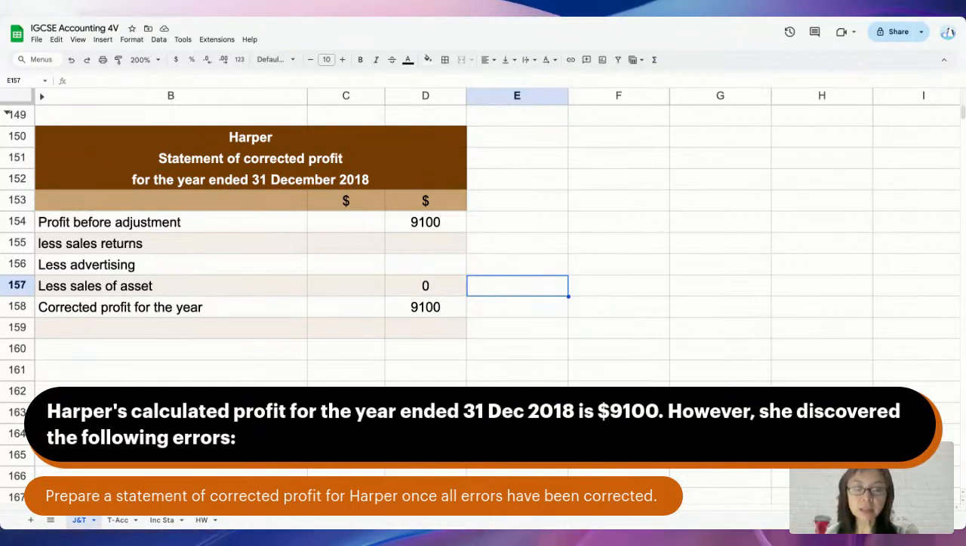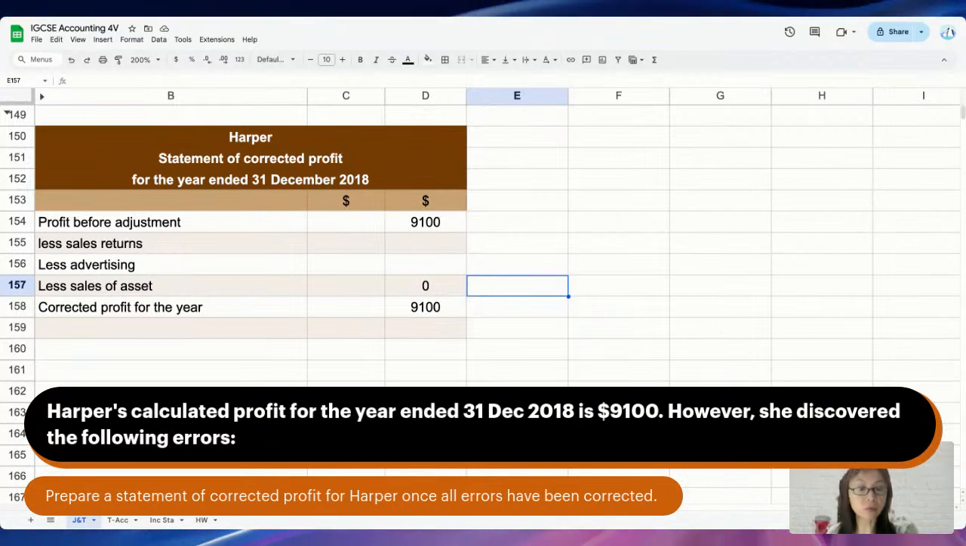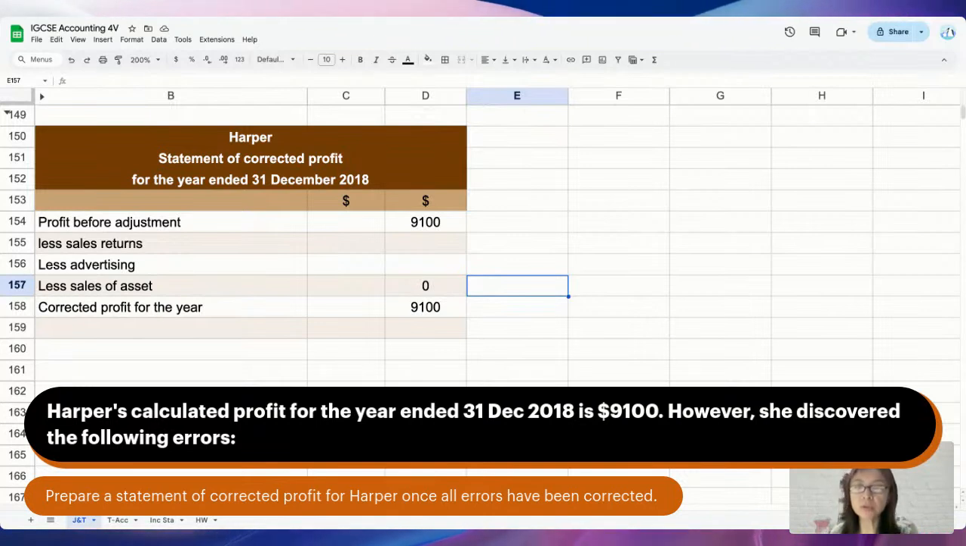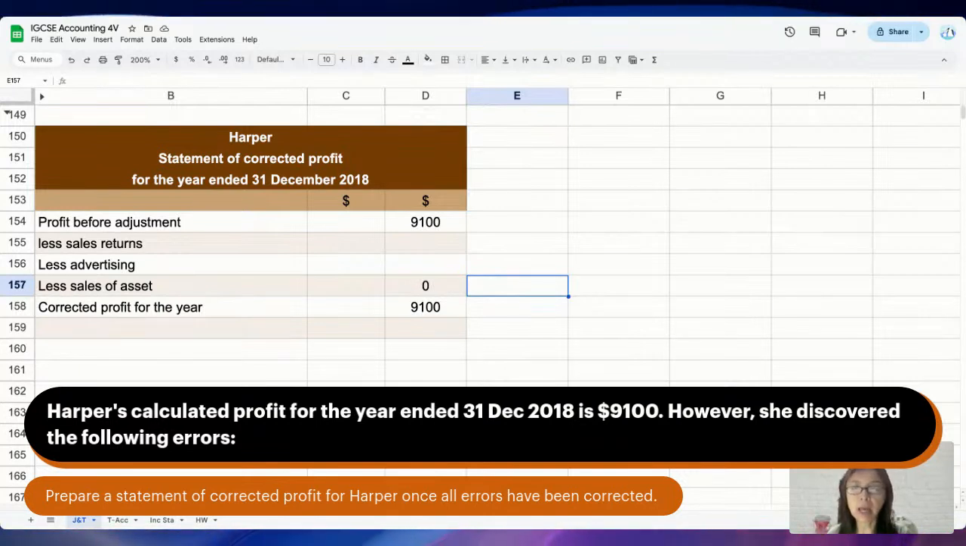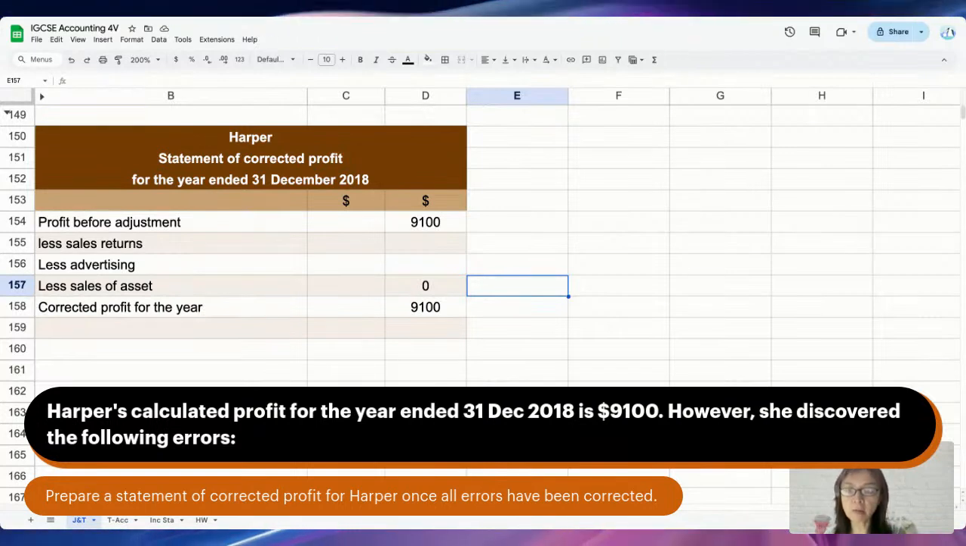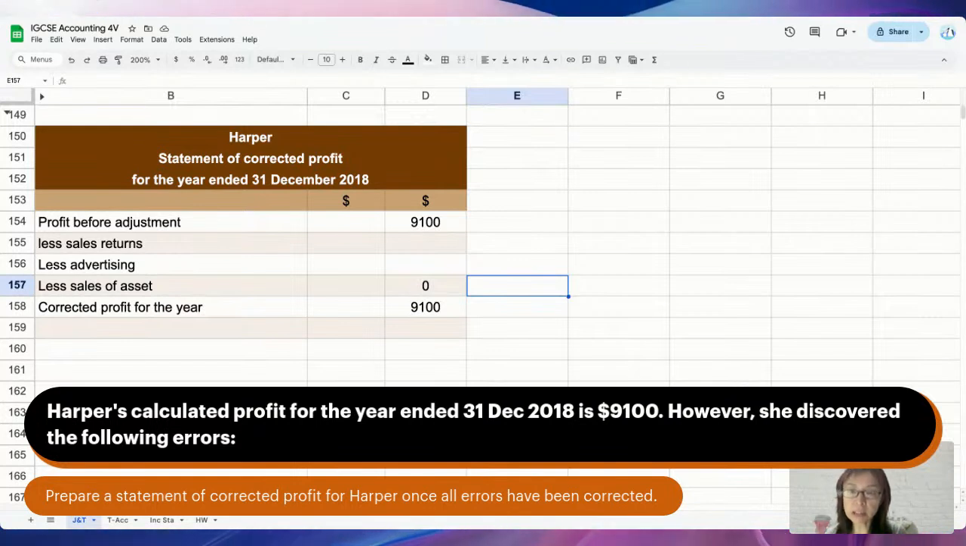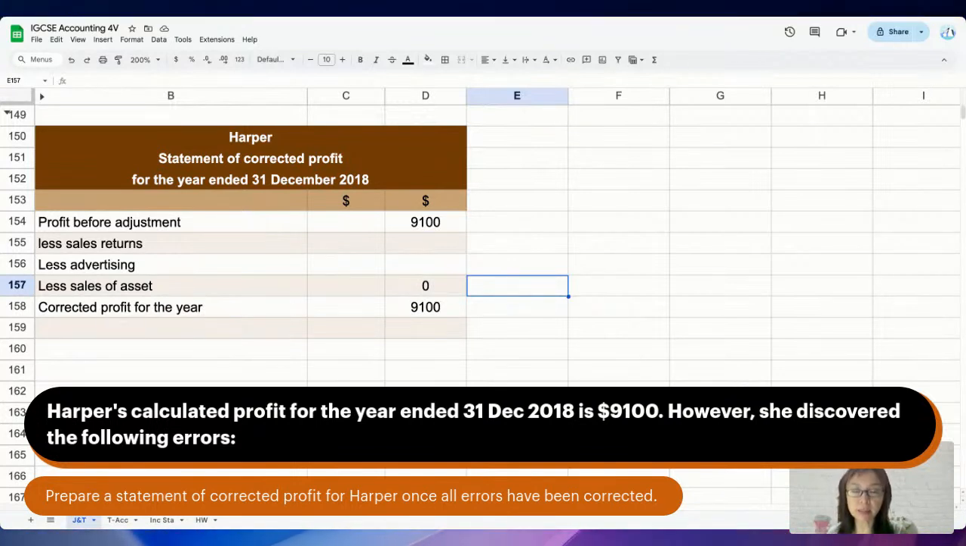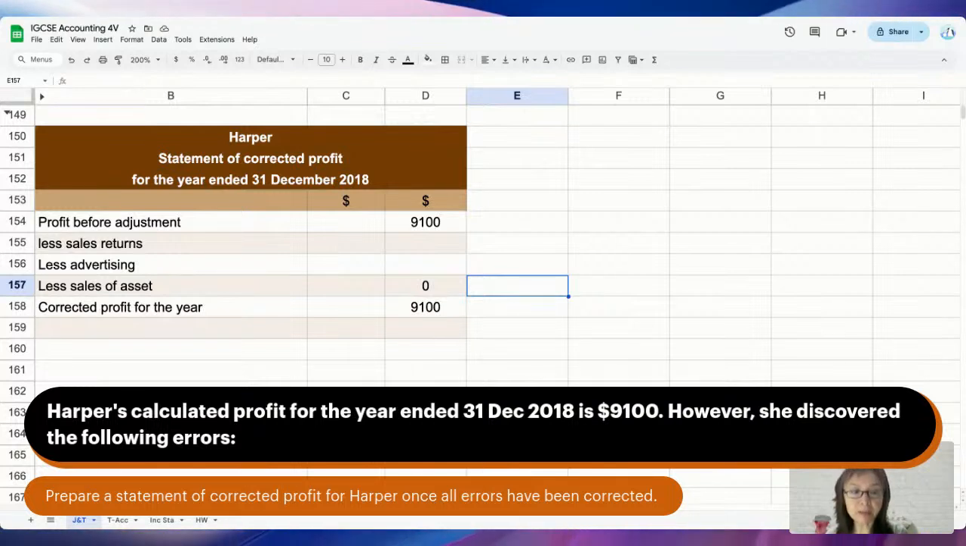As mentioned earlier, for all questions we need to read carefully. In this case, we do not need to show any general journal. We do not need to prepare a suspense account. We just need to prepare a statement of corrected profit. I already prepared the statement, let's have a look. As you can see, the profit before adjustment is 9,100. Just take note that in this statement, there is no debit and credit.